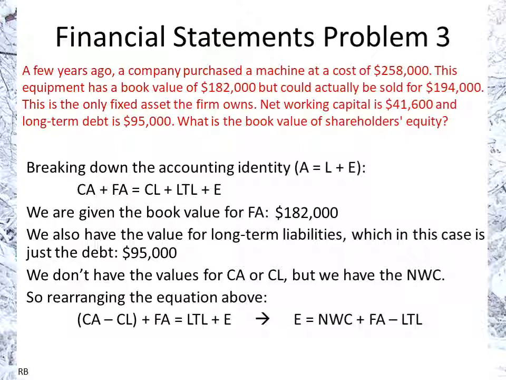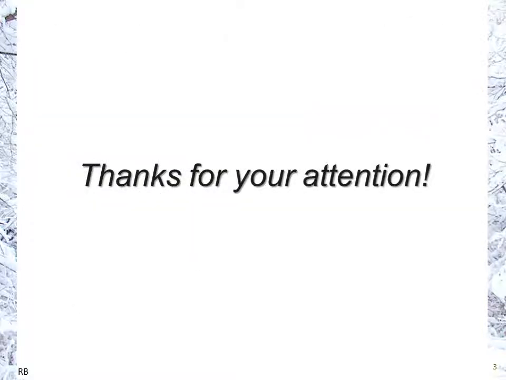We've seen this one before. So rearranging, equity is current assets minus current liabilities, which is net working capital, plus fixed assets minus the long-term liabilities. So we have that here. We have all of these numbers, so we can proceed. Net working capital is 41,600, fixed assets are 182,000, and long-term liabilities are 95,000. That gives us our answer: equity is $128,600. And that's it. Thank you for your attention, and I hope this helped.